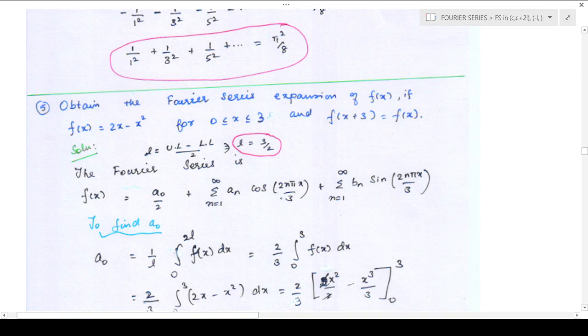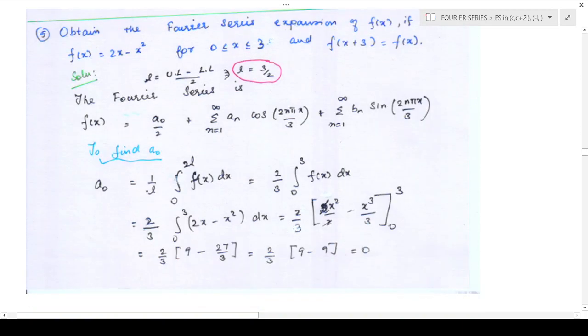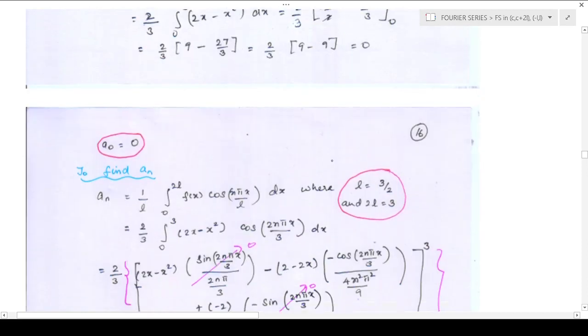Cos n pi x by L, it should be. L is 3 by 2, so 2 is going to the numerator: cos 2n pi x by 3. Similarly, a naught is 1 by L, 0 to 2L f of x dx. 1 by L is 2 by 3, right? 0 to 3 f of x dx. You are substituting f of x, you are integrating, you are applying upper limit minus lower limit. You are getting a naught to be 0.